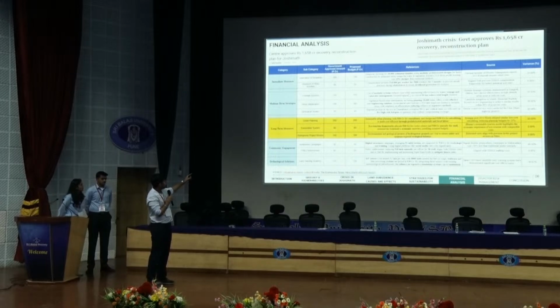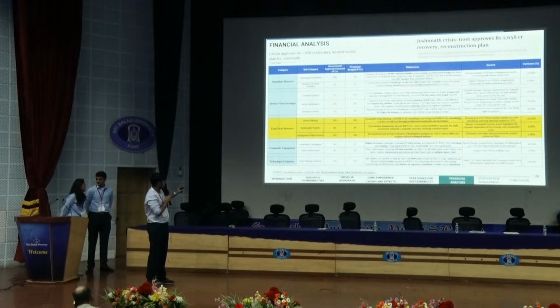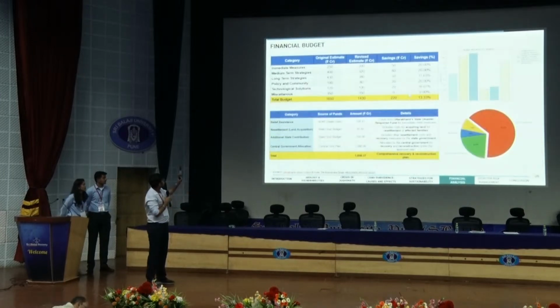and that is where we have a budget costing of 250, 350 and 450 crores, but we reduce it down to 380 crores. Similarly, for community engagement and technological solutions, a budget must be provided for that too. So we show the complete variance study here.